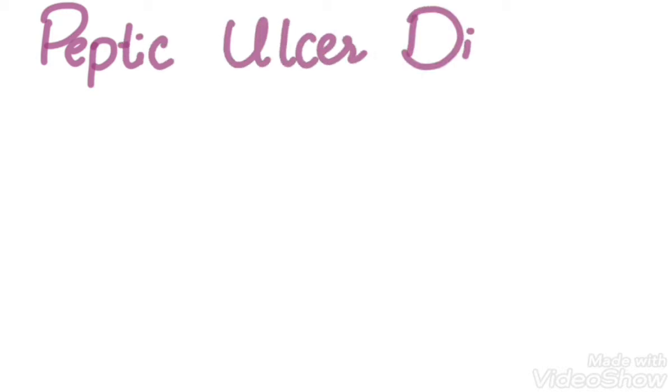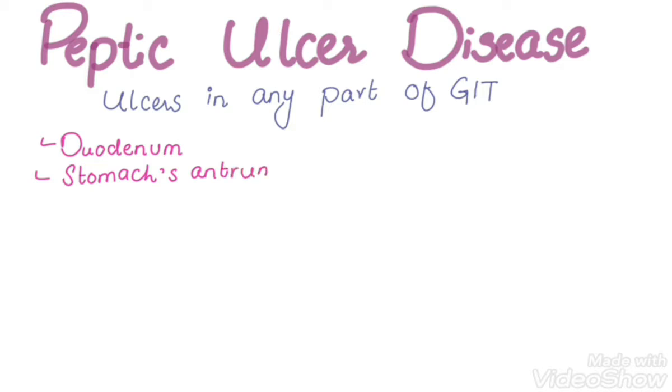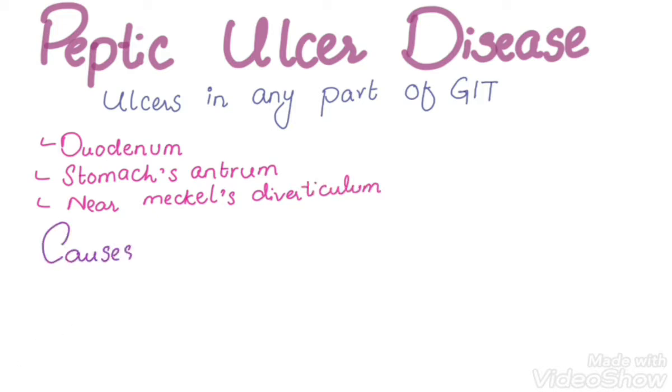Peptic ulcer disease refers to the formation of ulcers throughout the gastrointestinal tract. These ulcers form as a result of exposure to gastric acid. The most prone sites include the duodenum, the antrum of the stomach, and the area of the bowel near Meckel's diverticulum, since Meckel's diverticulum often has gastric mucosa and so forms HCl.